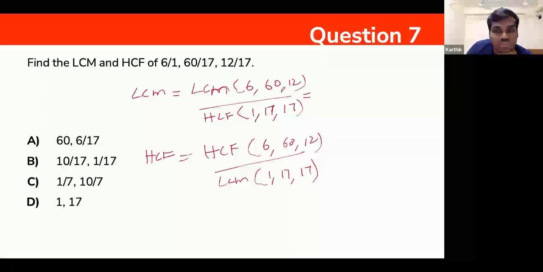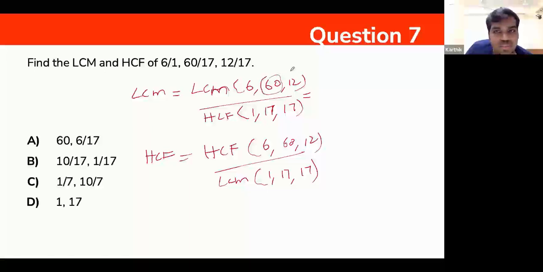What will be the LCM of 6, 60 and 12? Biggest number again, 60. 60 into 1 is 60, right? So is 60 divisible by 6? Yes. 60 divisible by 12? Yes. 12 into 5 is 60. 6 into 10 is 60. So 60 will be the LCM.